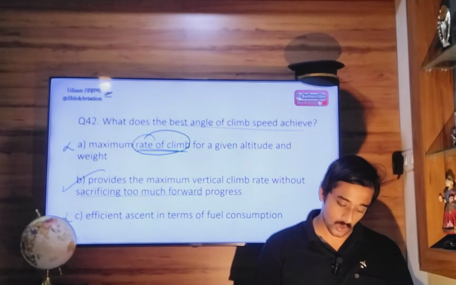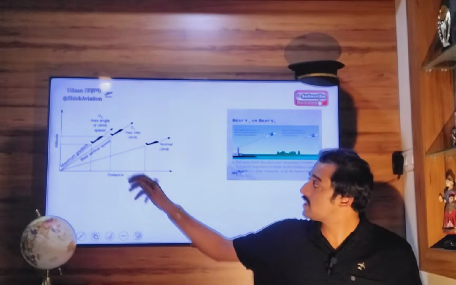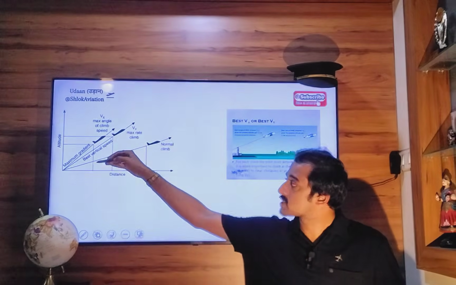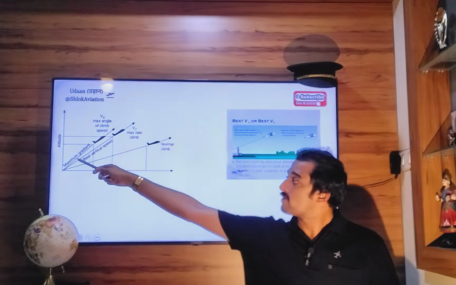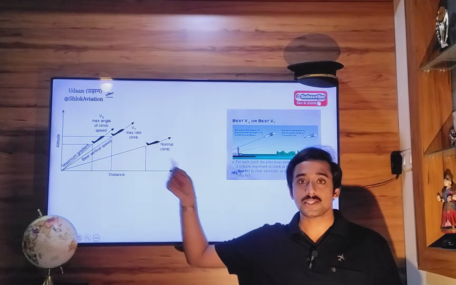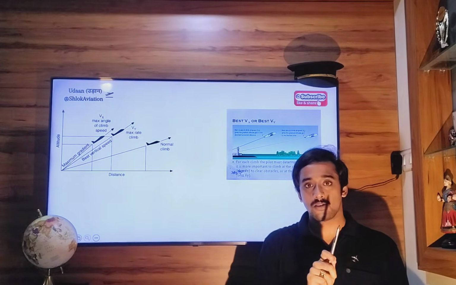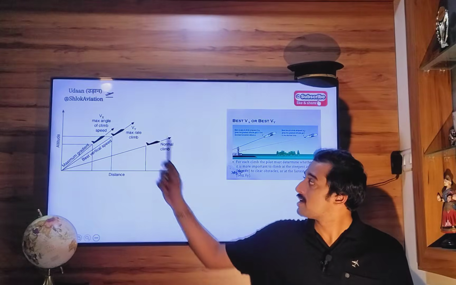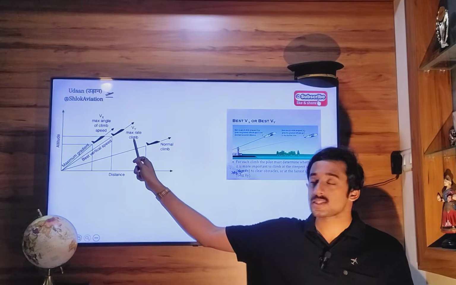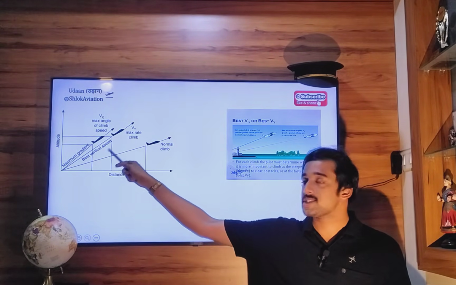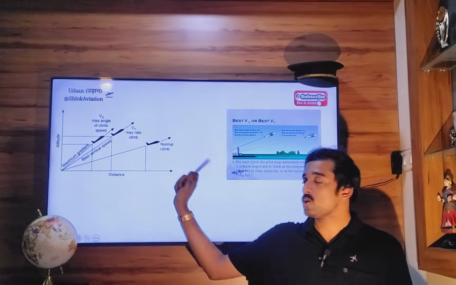C will also be wrong. So you can see here, when we fly at Vx speed, we get maximum gradient. That means maximum height with respect to horizontal distance. When we fly at Vy, we get maximum rate of climb. That means best vertical speed. And this is the normal flight.